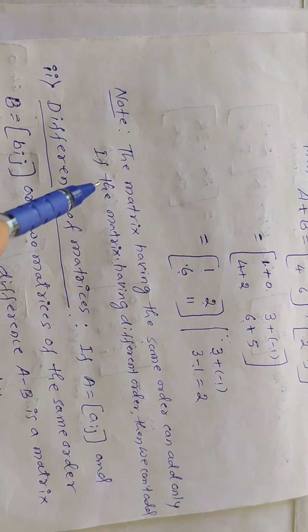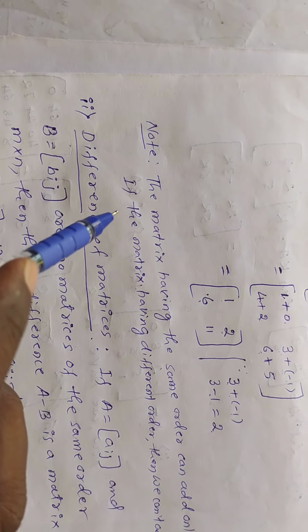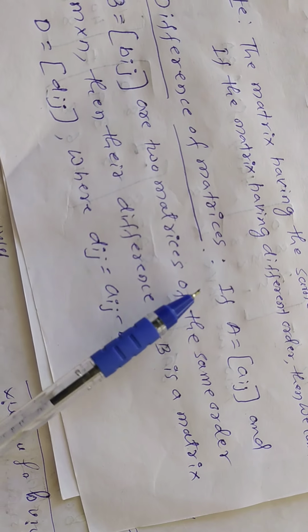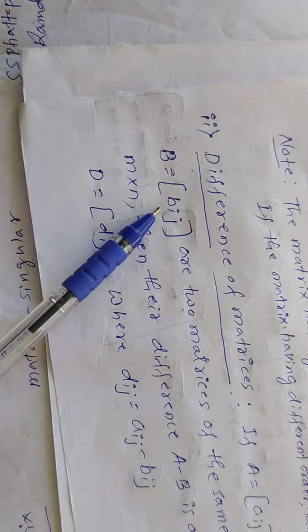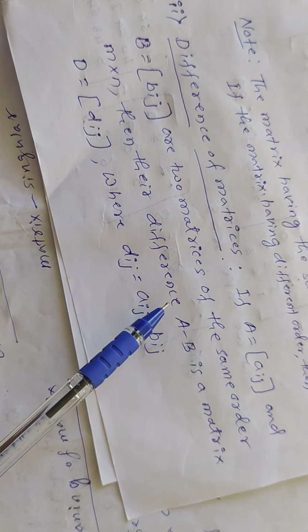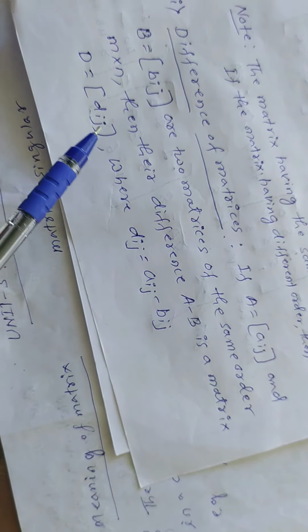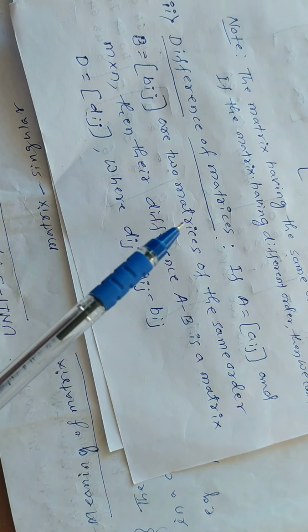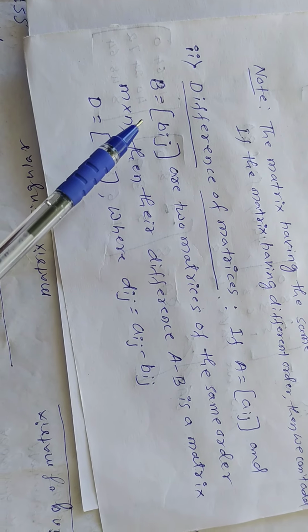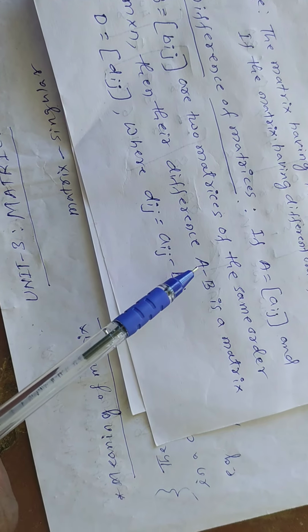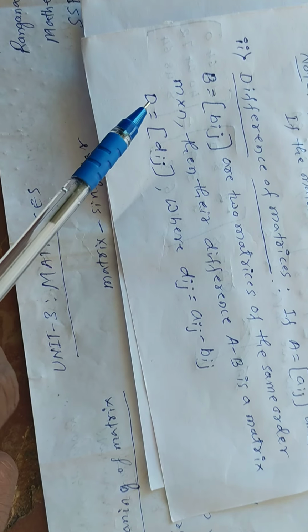Note, please remember that we can add only matrices of the same order. And the difference of matrices. If A is equal to Aij and B is equal to Bij are two matrices of the same order m by n, then their difference A minus B is a matrix D equal to Dij, where Dij is equal to Aij minus Bij, as we saw in the addition of matrices. Here also, for the subtraction of two matrices, the order should be the same, and the difference of two matrices is also a matrix called D.